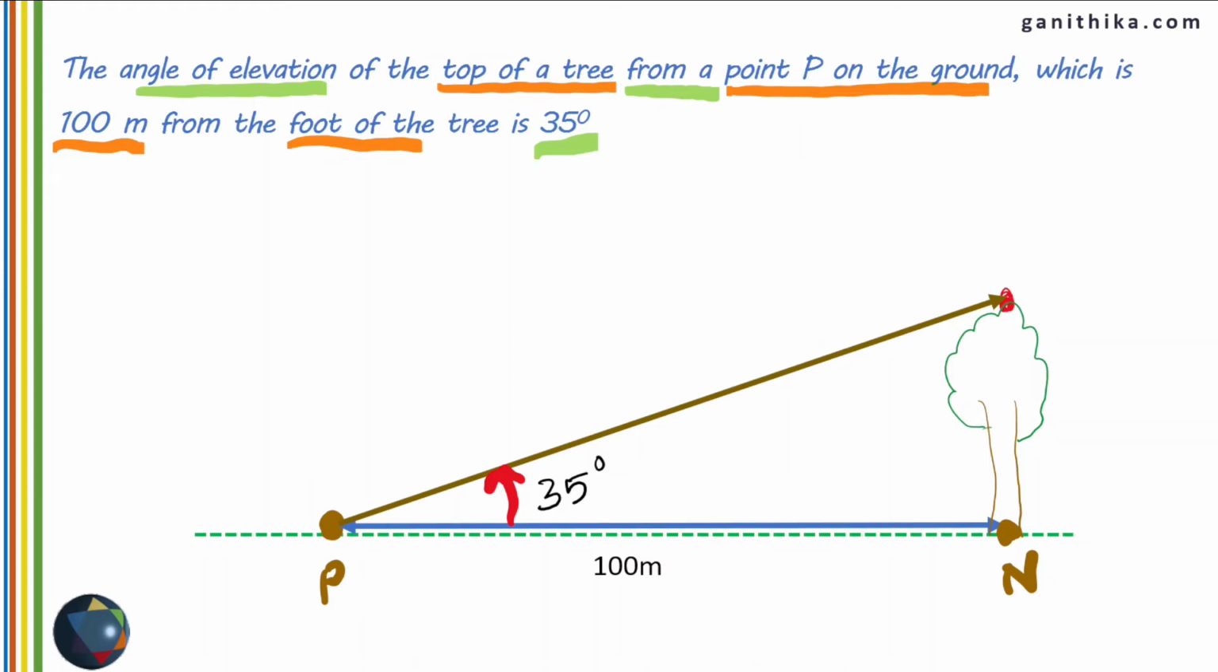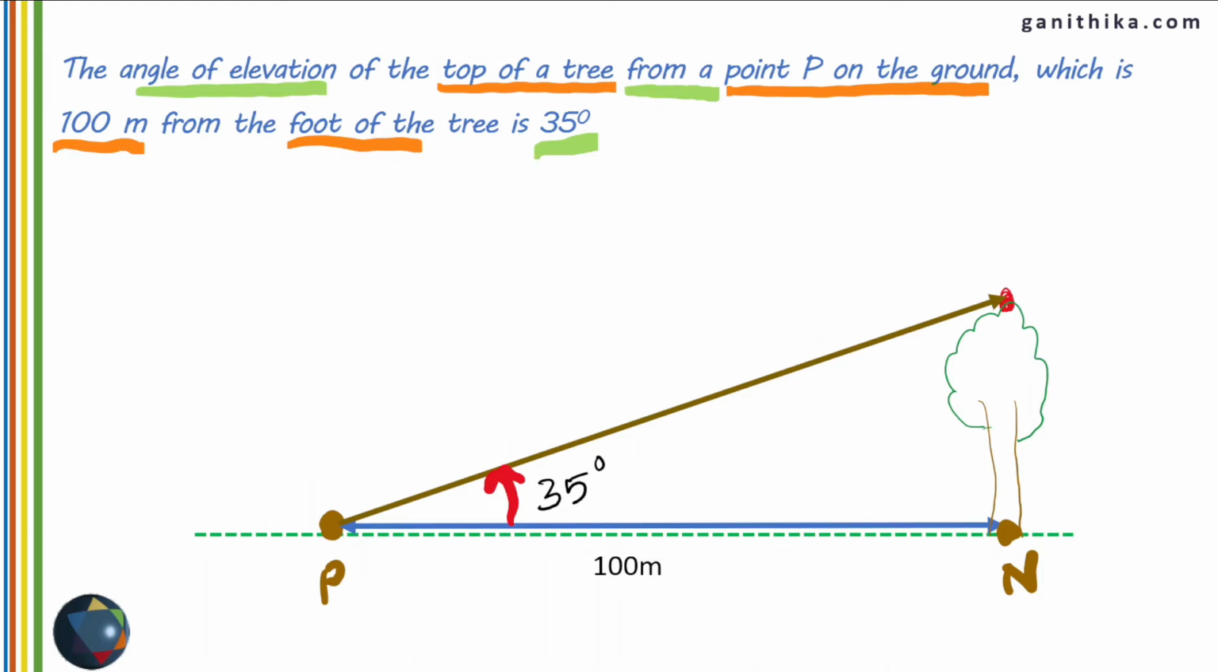So there is a tree standing on the ground. There is a point P 100 meters away from the foot of the tree, which gives you the horizontal distance to be 100 meters, and there is an angle of elevation. Therefore, the line goes up from the horizontal line and the angle is 35 degrees from P to the top of the tree. This is the information and we have done the diagram for this.